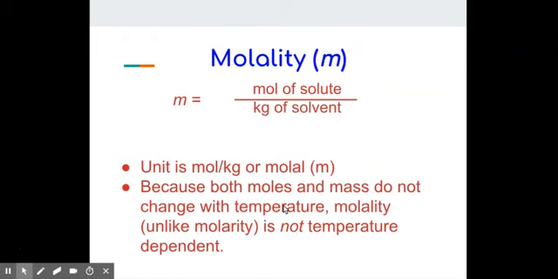So these are all the different basic ways of expressing the concentration of solutions. Take note, you need to be able to memorize all of them to move further in your calculations related to solutions. So watch out for the next video about all these calculations in solutions.